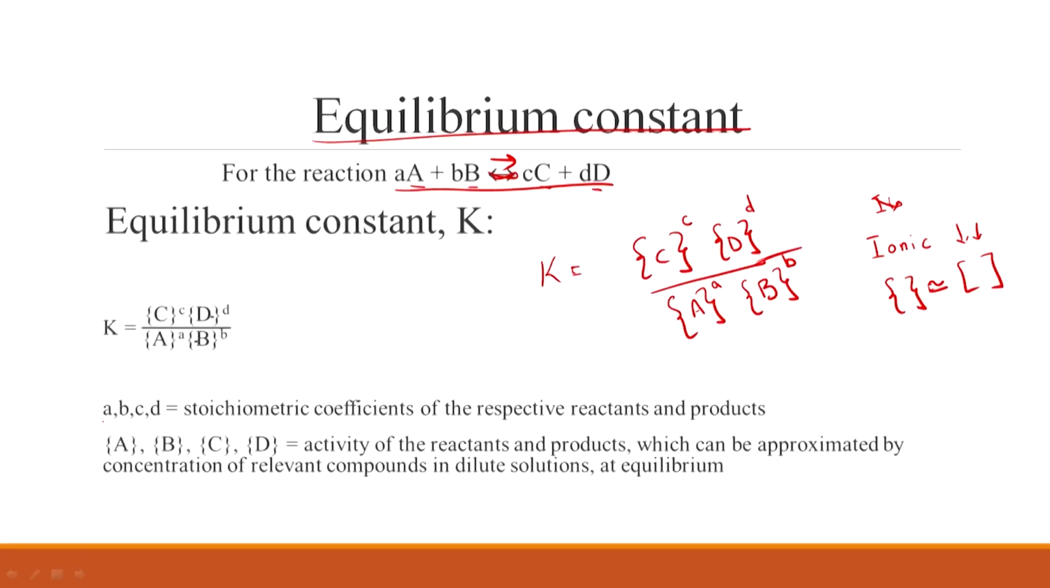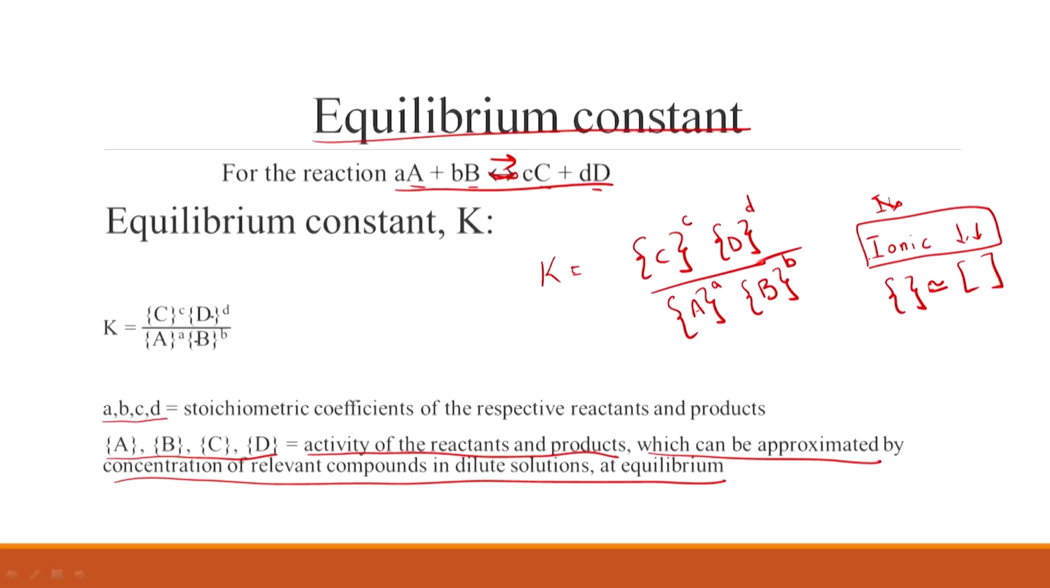Small a, b, c, d are the stoichiometric coefficients, that is something we discussed. Activity of the reactants and products can be approximated by the concentration of the compounds in dilute solutions. When we say dilute solutions, it means that the ionic strength of the solution is low, and we are going to approximate activity by the concentration of that particular compound here. So, let us move on and see what else we have out here.